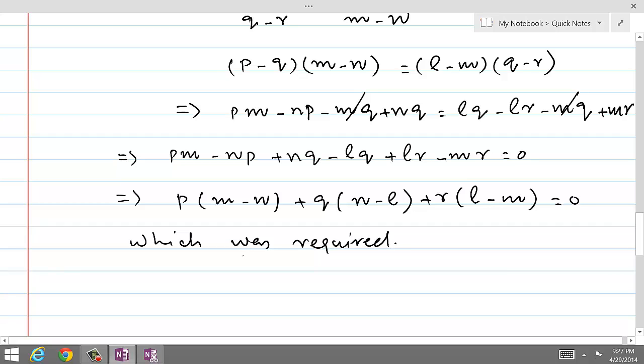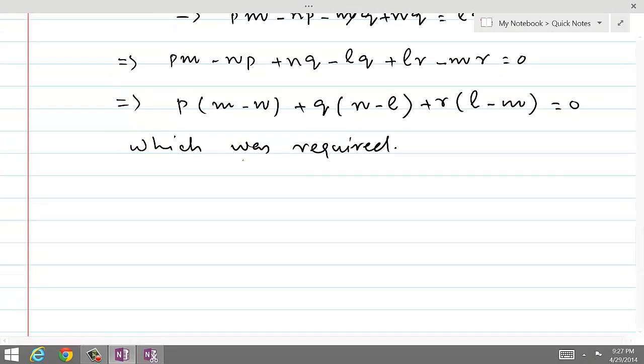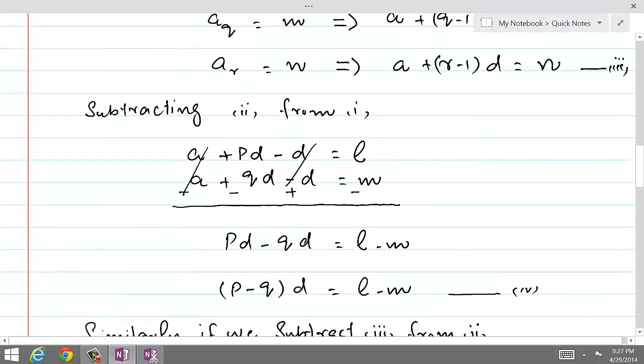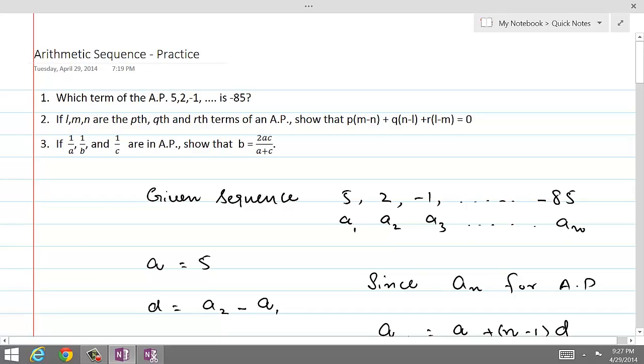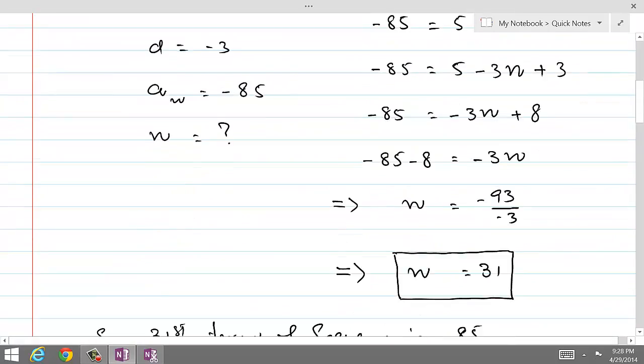And let's do the last question. For the last question, we are given that if 1 over A, 1 over B, and 1 over C are in AP, then B is equal to 2AC over A plus C.